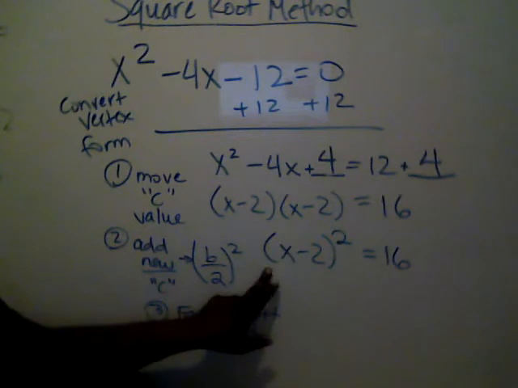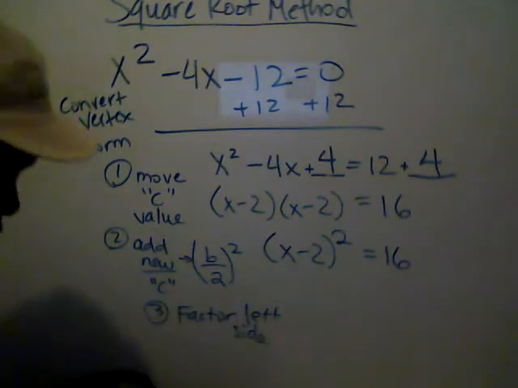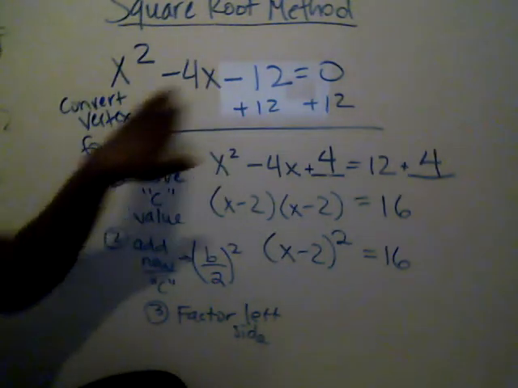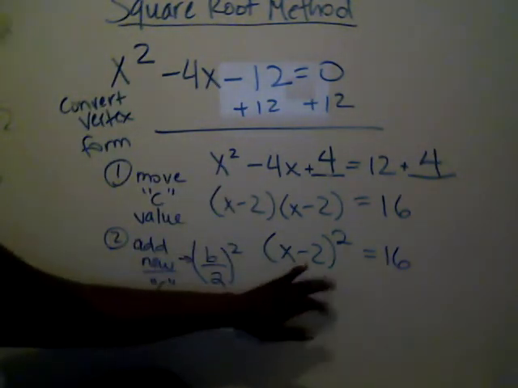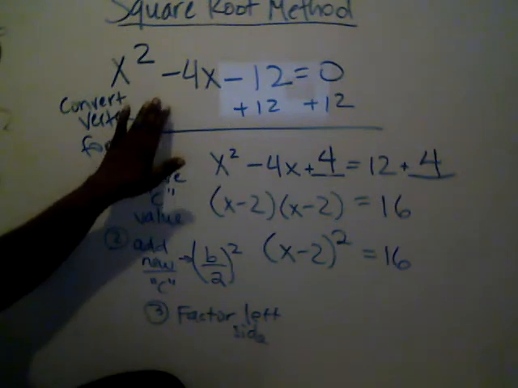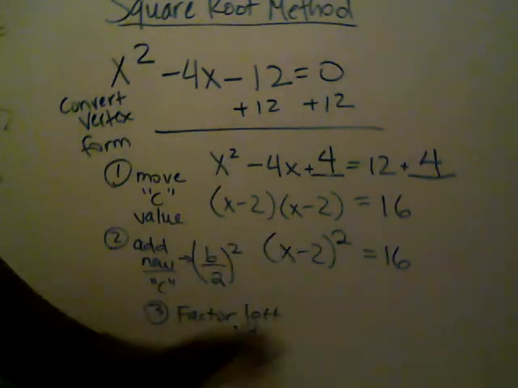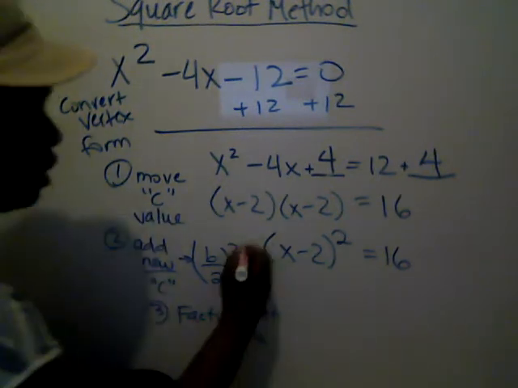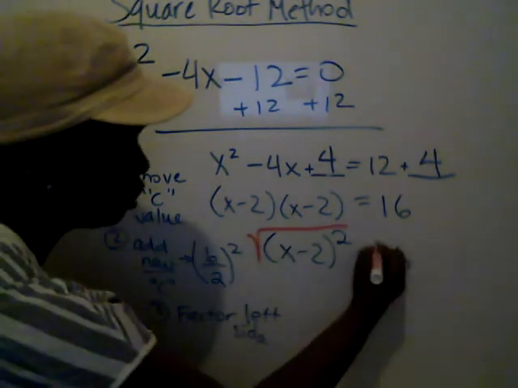So once we're in vertex form, we can go straight into the square root method. Keep in mind, we're not changing the answers. The answers that we get when we solve using the square root method are the same answers that we would get if we were to factor. We're just changing the appearance of the equation to make it a little bit easier for us to use the square root method.